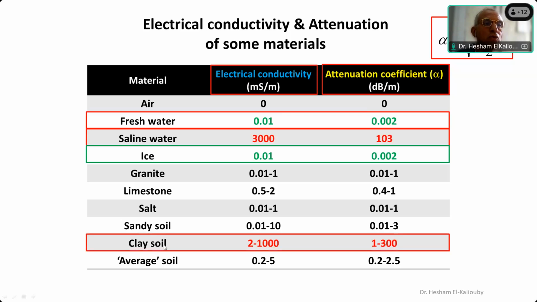Clay soil could reach up to 1,000 millisiemens per meter, which is electrically conductive, and the corresponding attenuation factor is almost 300, which is very high. So it can attenuate when you have a clay soil. It will attenuate the GPR signal and cannot let it go quite deep. All the other materials like granite, limestone, sandstone have no problem with GPR. These are electrically resistive environments and can let the GPR go through easily.